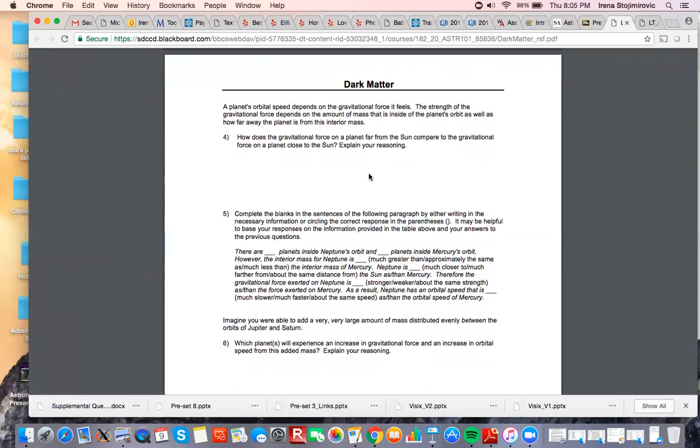Yeah, sorry, I wrote in gibberish here, it seems. One closer to the sun. Okay, I'll probably just not read my writing. Pretty much, if it's closer to the sun, it experiences a higher gravitational force than one that's farther away. It'll experience less gravitational force.